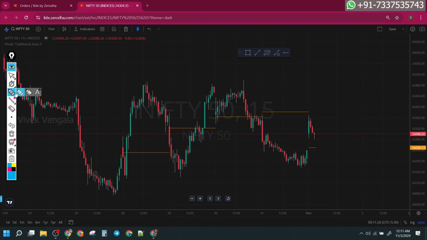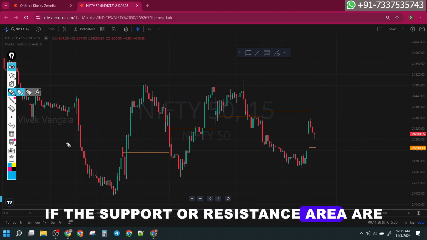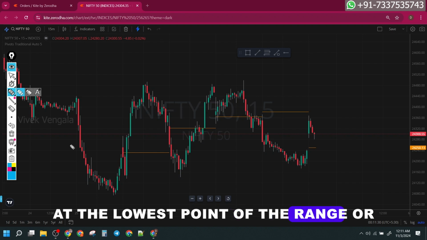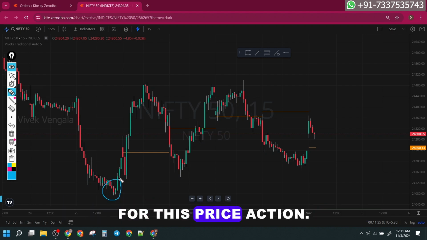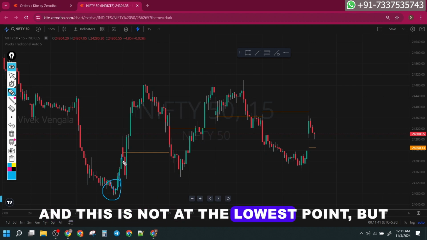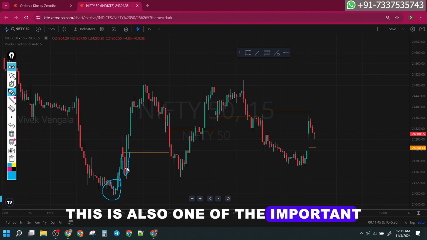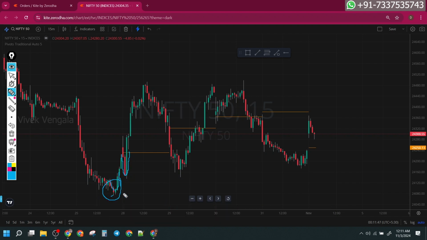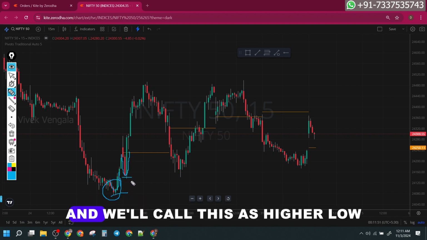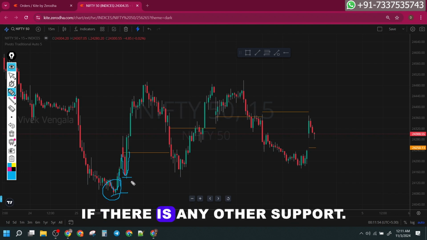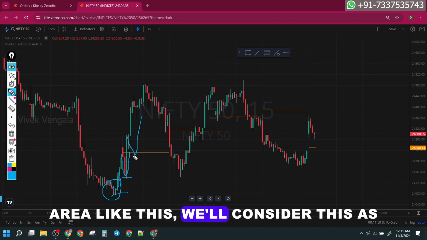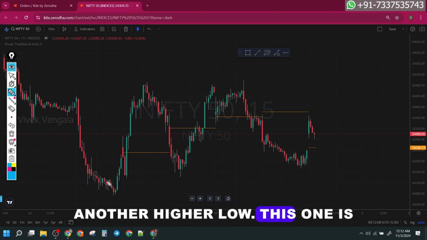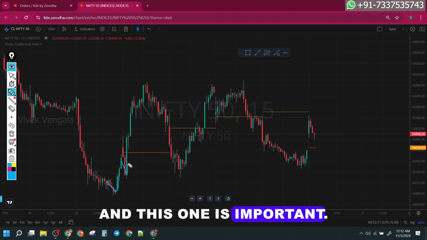If the support or resistance area is at the lowest point of the range or the highest point of the range, it is important. This is the lowest point of the range for this price action, so this is an important support area. And this is not at the lowest point, but this is also important, because after this support, this is another support, and we'll call this a higher low. If there is any one more support area like this, we'll consider this as another higher low. This one is important and this one is important.